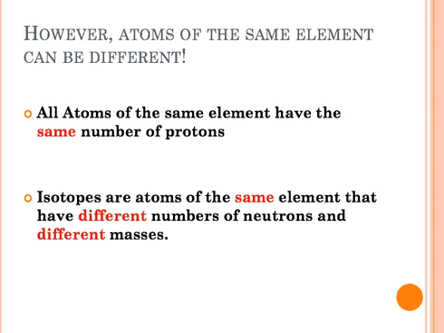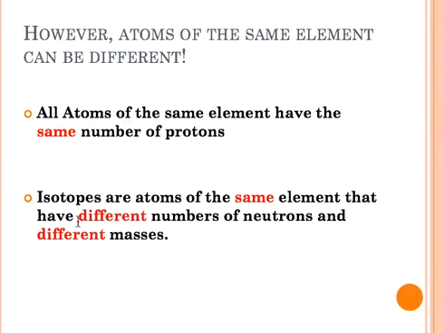Now, a couple of other terms. Atoms of the same element can be different. Okay, not all carbon atoms are exactly alike. Now, they are alike in one way. All atoms of the same element have the same number of protons. So you're filling in that blank with the word same.